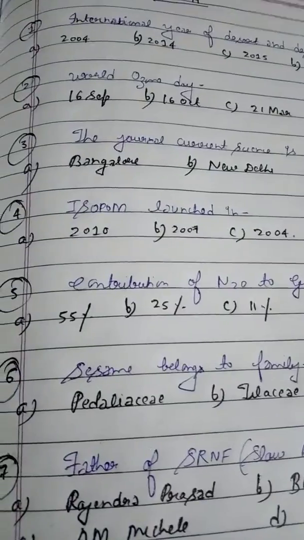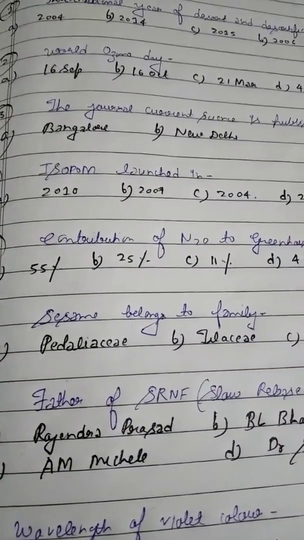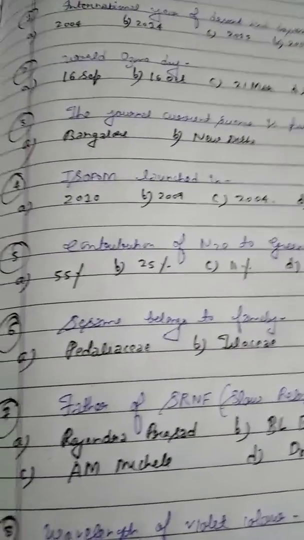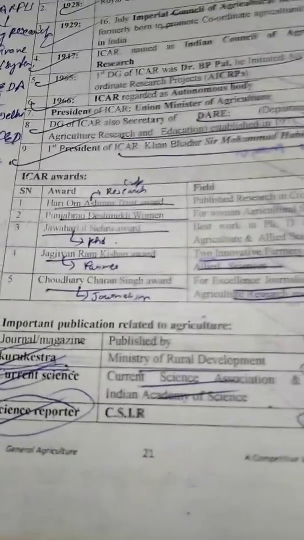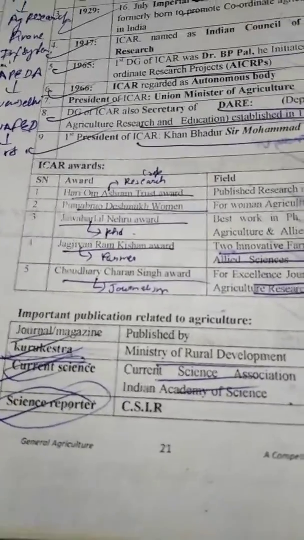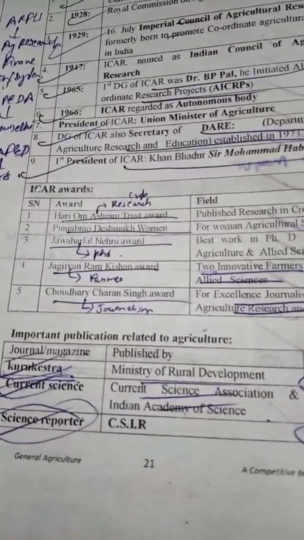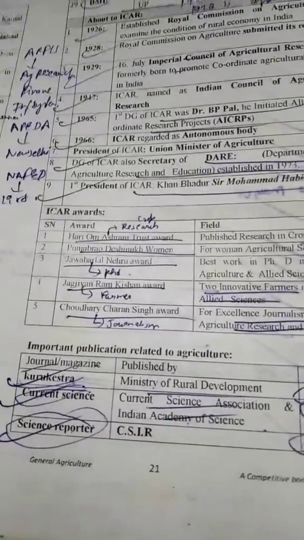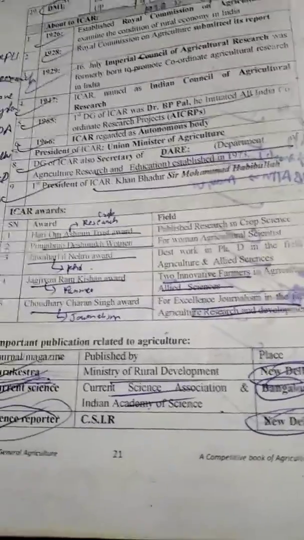Students, question number 3: General Current Science is published from option A Bangalore, option B New Delhi. So students, these journals are very important. Only 3 journals you have to remember. Kurukshetra is published by the Ministry of Rural Development from New Delhi. Current Science is published by the Current Science Association and the Indian Academy of Sciences from Bangalore. And Science Reporter is published by CSIR from New Delhi.